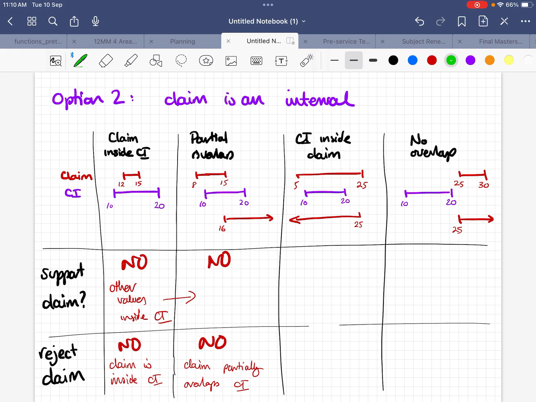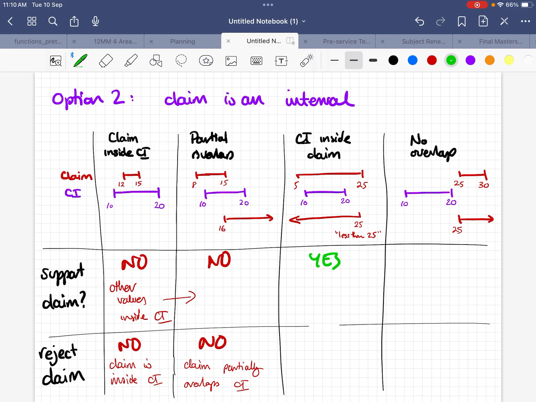When the confidence interval lies entirely within the claimed range, whether we've got a claimed range with two boundaries, or a claimed range that has a single boundary, and that single boundary might be described as less than 25, or it might be has decreased from an initial value of 25, it might be described a few different ways. Then in this case, this is the only situation when we can support a claim.